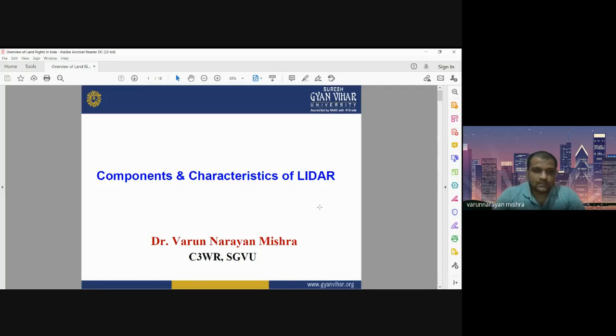Today's topic is about the components and characteristics of LiDAR. Yesterday, we discussed the basics of LiDAR, the mechanism and working principle of LiDAR. Today, we are going to discuss what the components of LiDAR are and what the characteristics of the LiDAR data sets are, which we can use for different purposes, different planning and management activities.